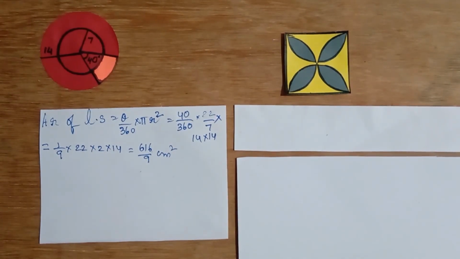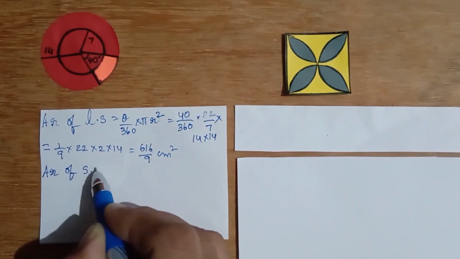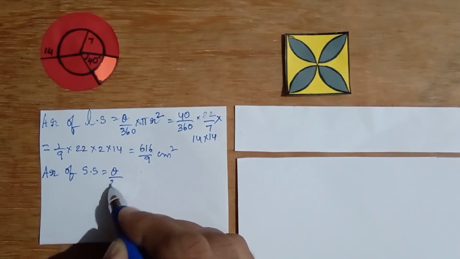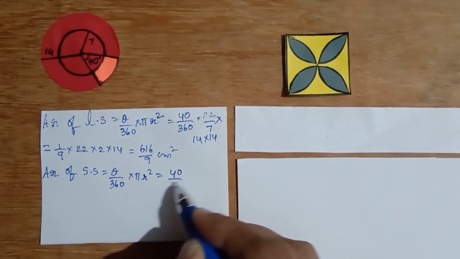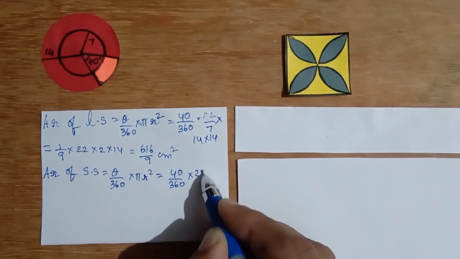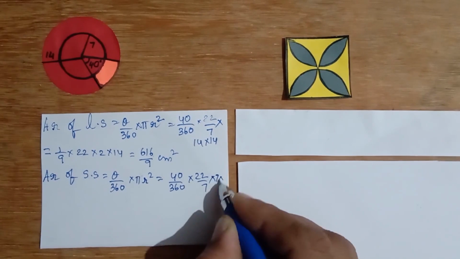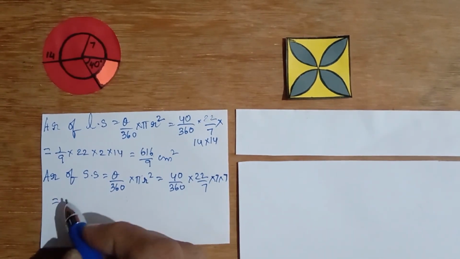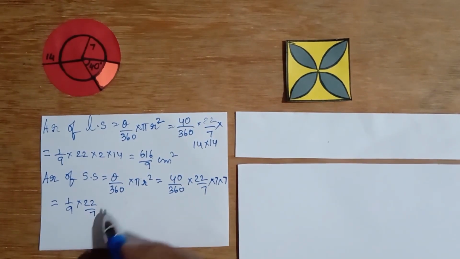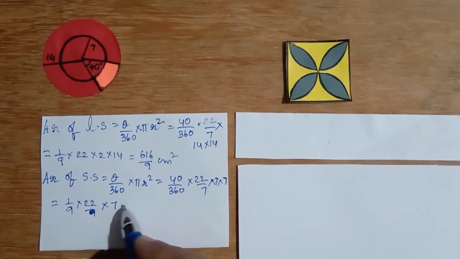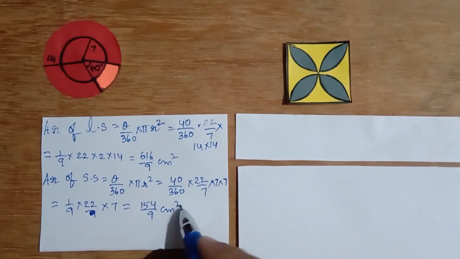Now, area of smaller sector equals, formula is theta by 360 into pi r square. Again, theta is 40. Pi is 22 by 7. Radius is 7. 7 into 7. It is 1 by 9, 22 by 7, 22 into 7 equals 154 by 9 centimeter square.